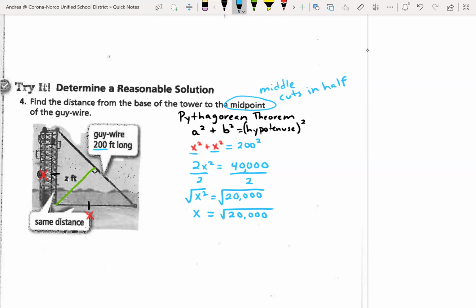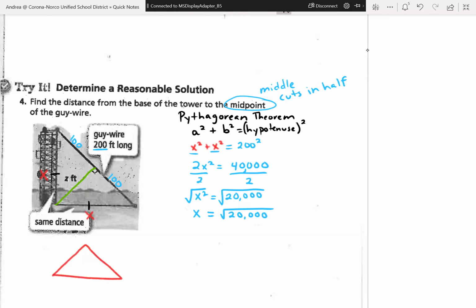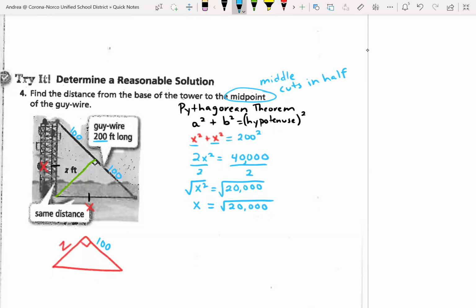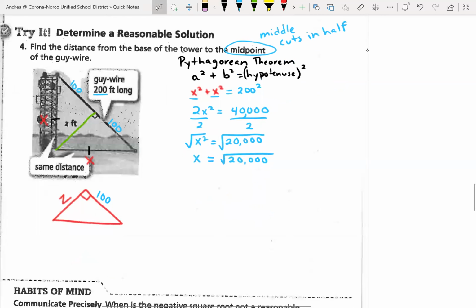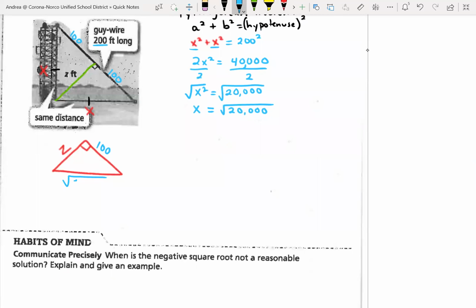Yes, so we want this 200 divided by 2. So this piece is 100 and this piece is 100. Does that make sense? So I'm now dealing with this triangle. This is the Z. This is the 100. And this is the square root of 20,000. Does that make sense?